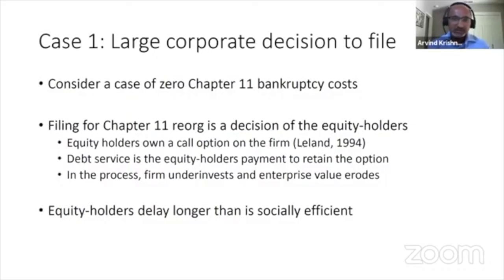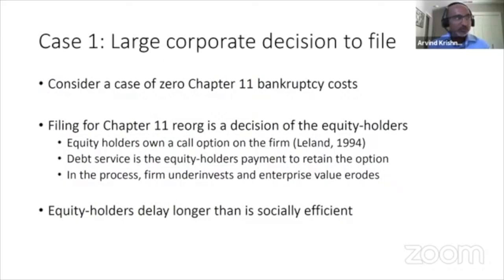And what that suggests is as long as the option is sufficiently valuable, the equity holder is going to retain the option and make the payment. So how will that happen? Well, if volatility is high and if the option is not too far out of the money, then the equity holder will continue to service debt and not declare a Chapter 11.